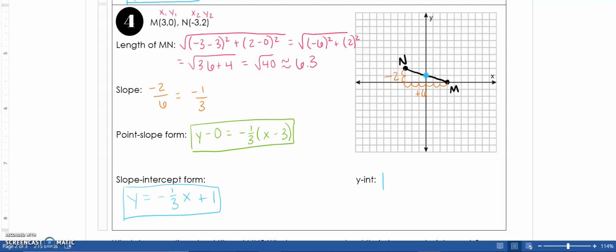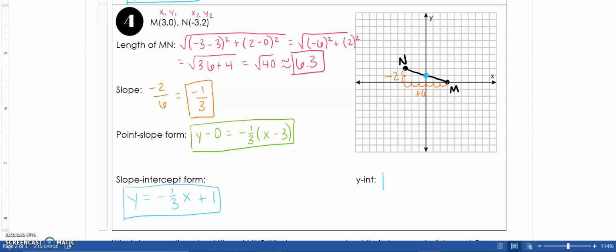All right, so hopefully number 4 was a little bit easier for you. The numbers were a little nicer because you had less negatives. For the length of it, hopefully you got 6.3. And for the slope, you got -1/3. So as you notice, you're getting some different answers. These lines are definitely not going to end up being parallel to each other.